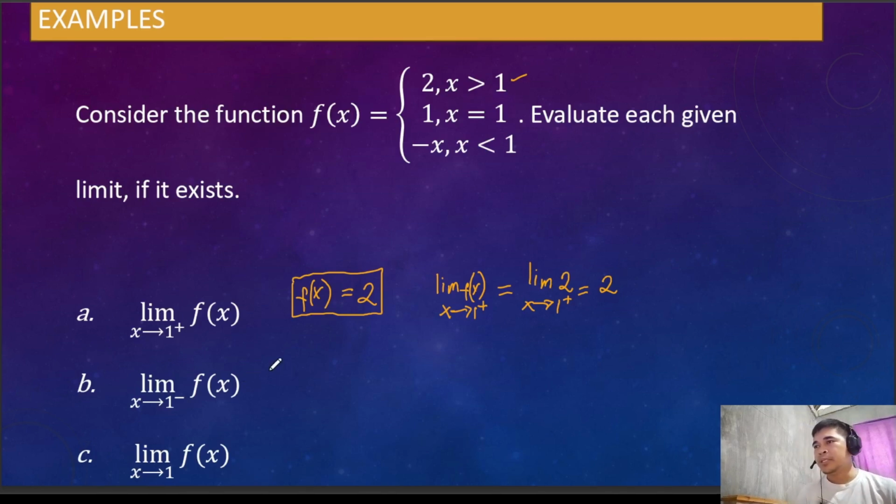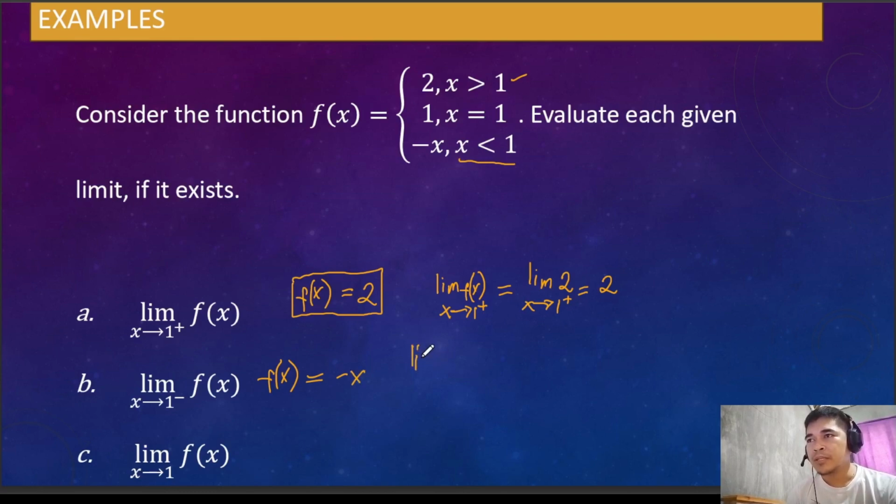Next, we have letter B. So we have limit of f of x as x approaches 1 from the left side. So from the given function here, we have x is less than 1. So our f of x is equal to negative x.